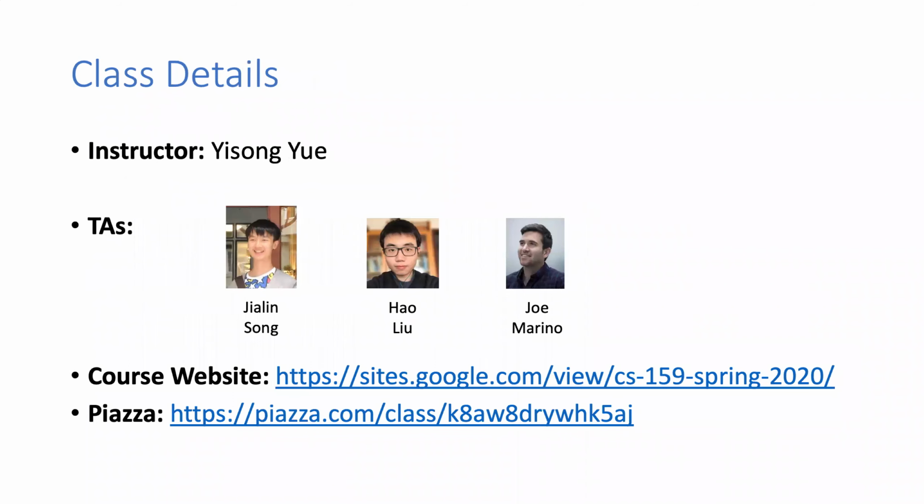Okay, so some class details. I'm the instructor. My name is Yisong Yue. For those of you who don't know me, I study machine learning. I've been studying machine learning for about 16 years now, or 15 years. We have 3 TAs in the class, 1 primary TA and 2 secondary TAs. The primary TA is Jialin. The 2 secondary TAs are Hao and Joe.